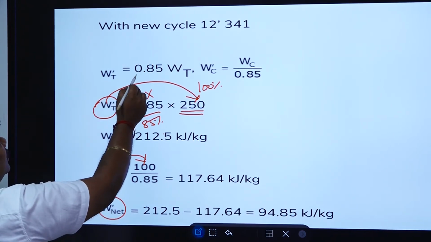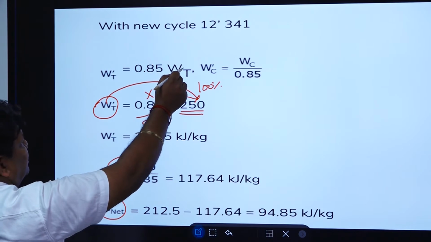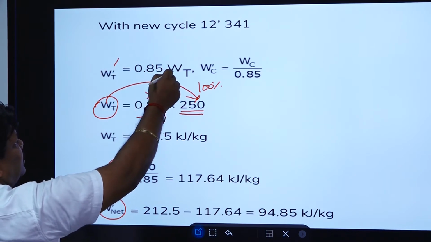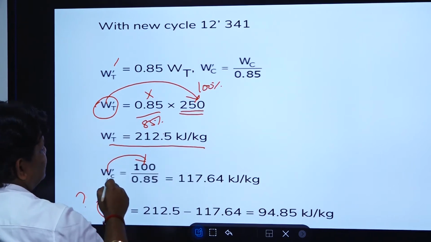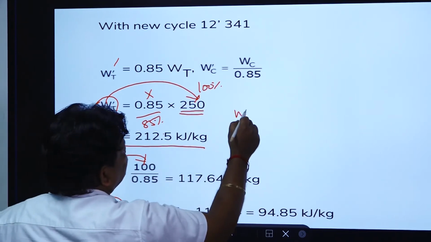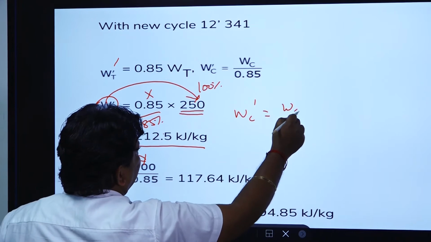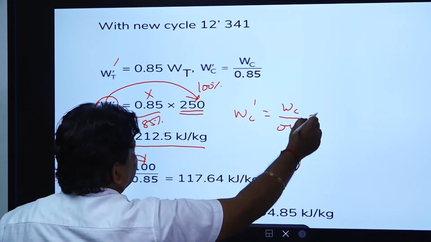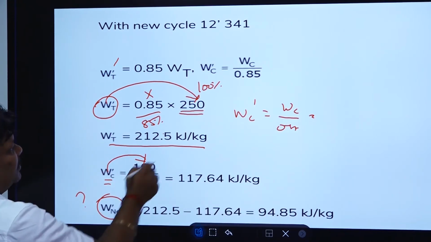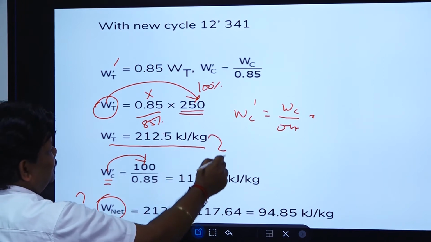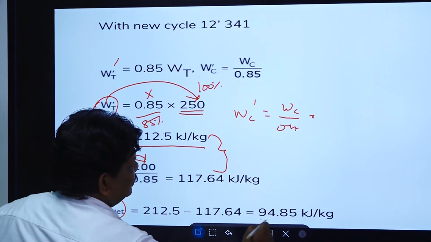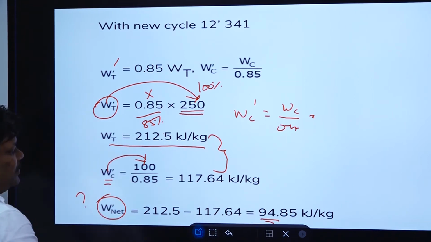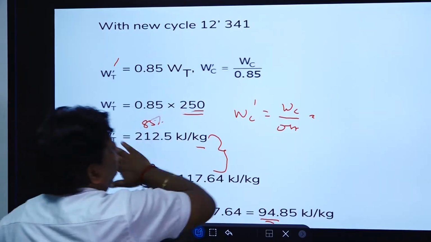So Wt dash will be equal to 0.85 Wt. So you find the value of Wt dash. Similarly, Wc dash will be equal to Wc by 0.85. So you get all this. So the net work will be the difference between these two, Wt dash minus Wc dash, which is equal to 94.85 kilojoule per kilogram.